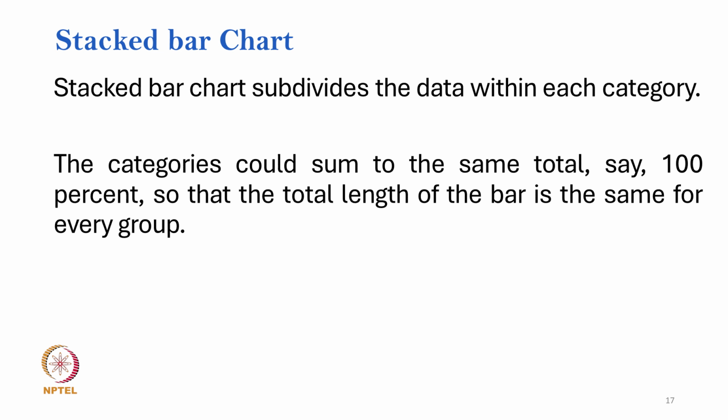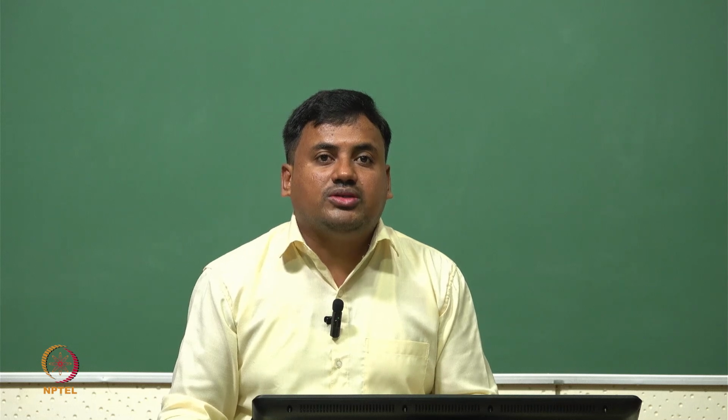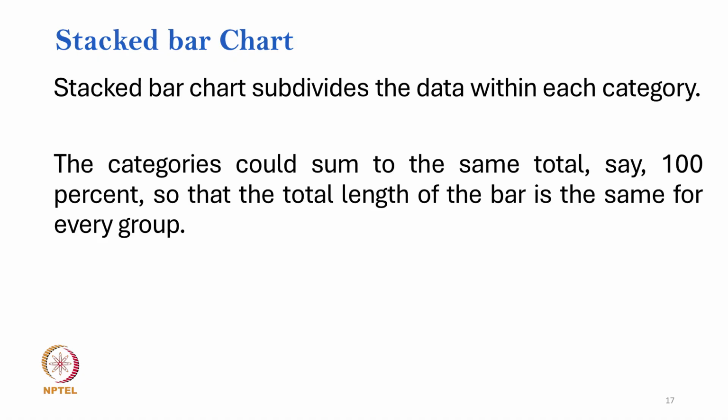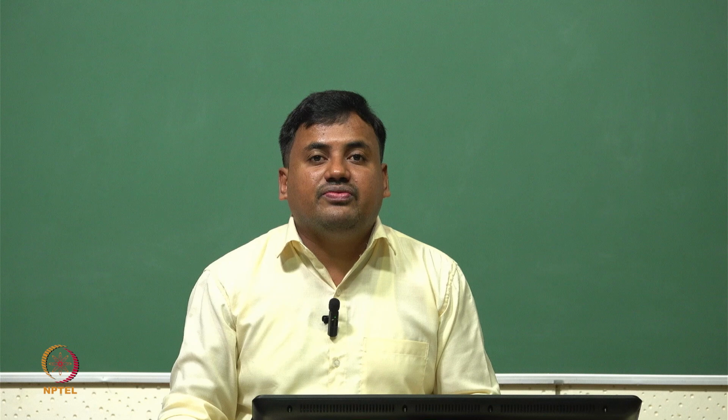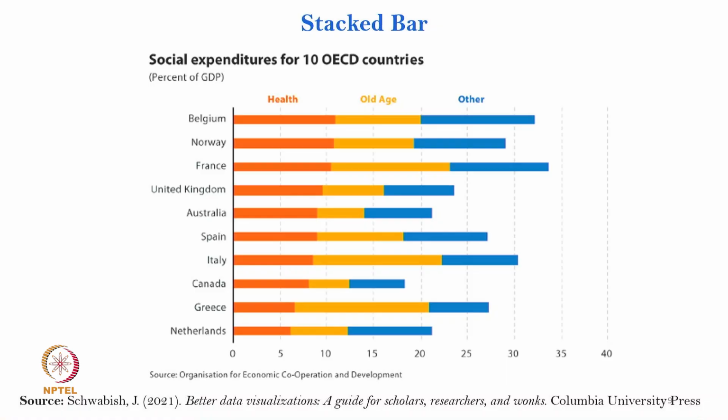While the paired bar chart shows two or more values for each category, this chart subdivides the data within each category. These categories could sum to the same total, say 100%, so that the total length of the bar is the same for every group. Like it's shown in the image, the social expenditure for 100 OECD countries. You can see that in a single bar, you will find that within the country, health, old age, and others.